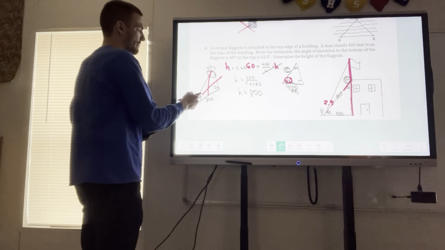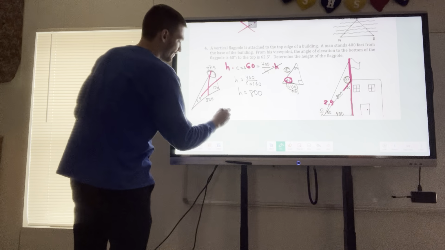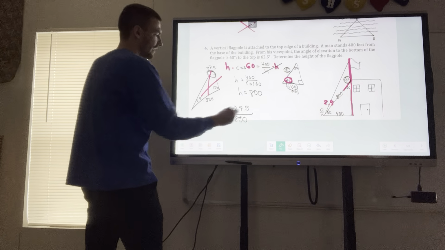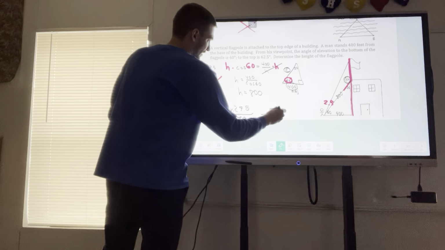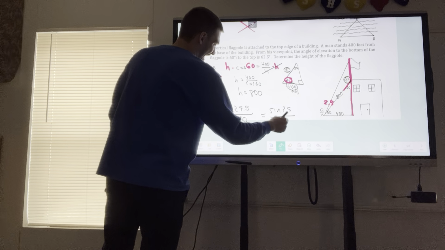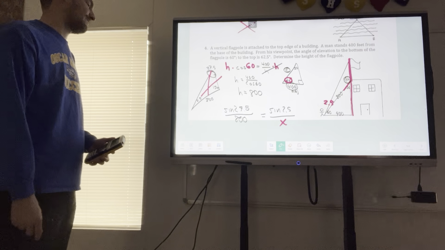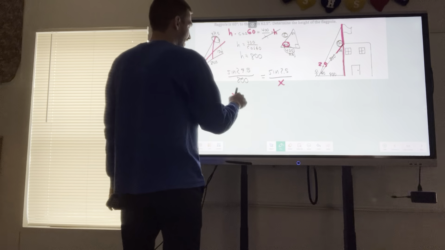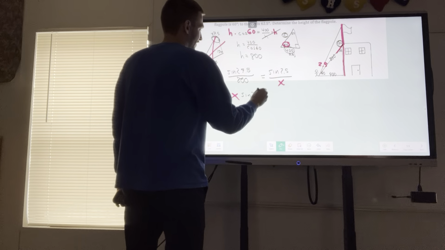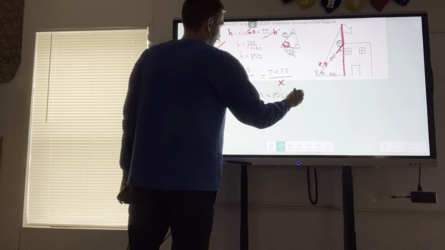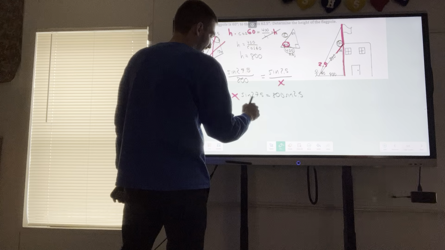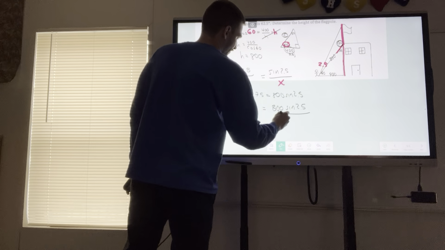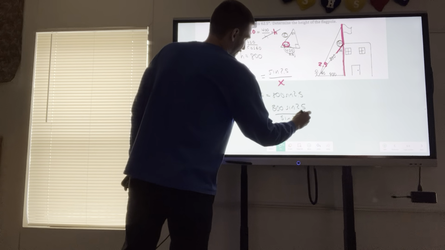Now we have a match. We're going to be looking for the one that matches up with 2.5. And so the sine of 27.5 over 800 is going to be equal to the sine of 2.5 over x. That's what we want. Do a little bit of algebra. Cross multiply. X sine 27.5 equals 800 sine 2.5. Divide by sine 27.5. X equals 800 sine 2.5 over sine 27.5.